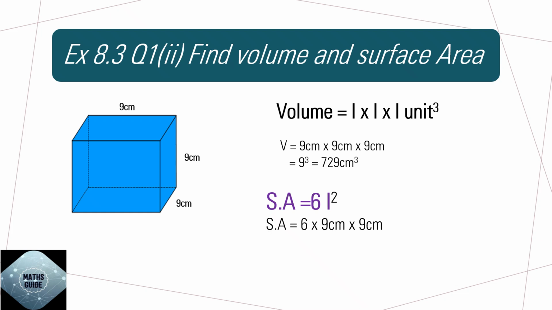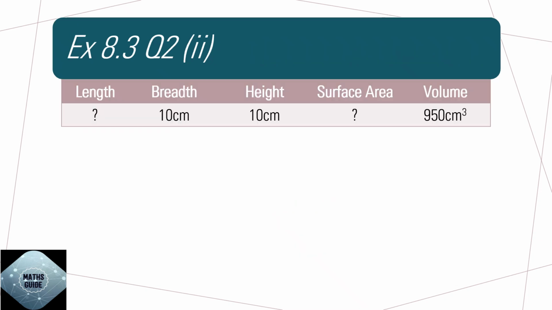So the area of each side of this cube is 81 cm², 9 into 9, and then we will multiply it by 6 to get 486 cm² as its surface area. This is exercise 8.3 question number 2 part 2. I haven't explained question number 1 because it was very simple. The 3 dimensions were given and you have to find out the surface area and volume.